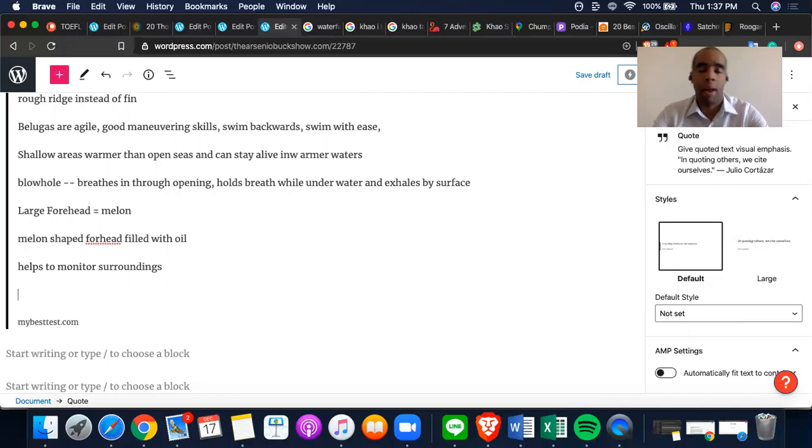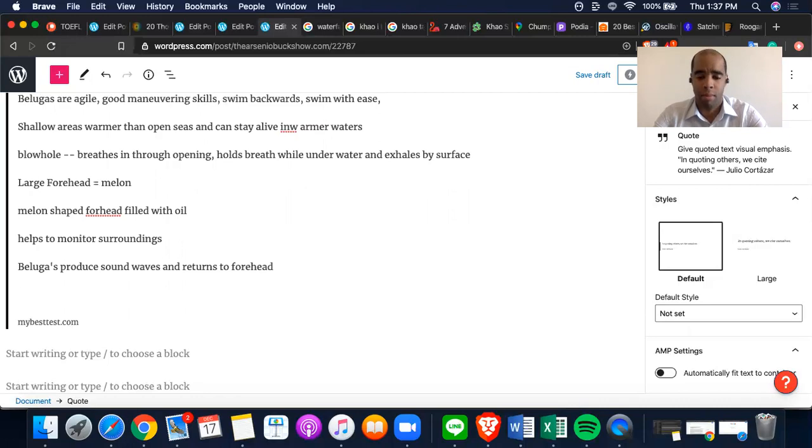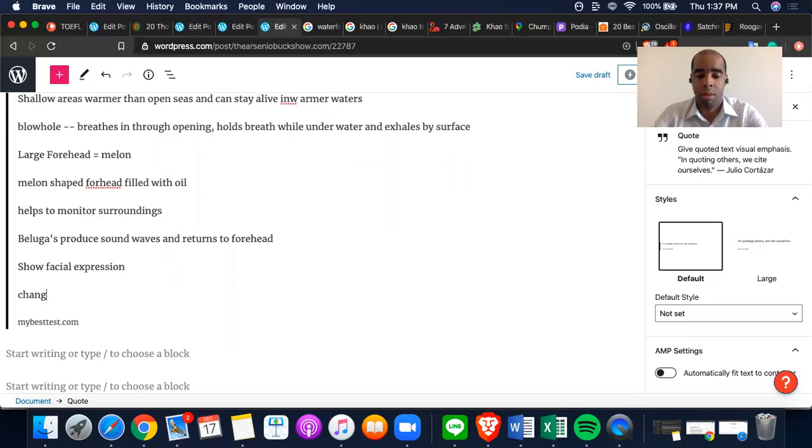How this works is that the beluga whales produce sound waves which travel through the water, bounce against objects in its surroundings, and return to its forehead. The time required for these sound waves to travel is calculated, and the location of that object is tracked. The other, less significant use of the melon is to show facial expression. The whale can change the amount of oil in the forehead, therefore making different faces.